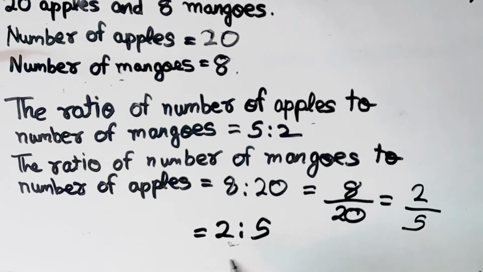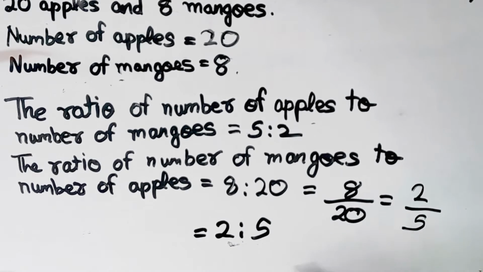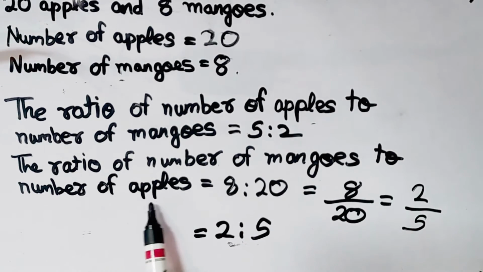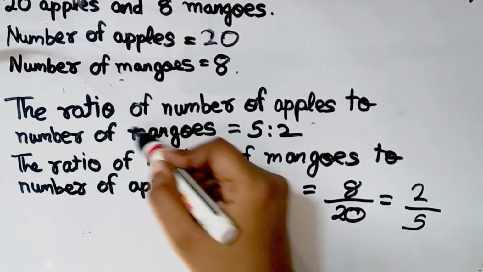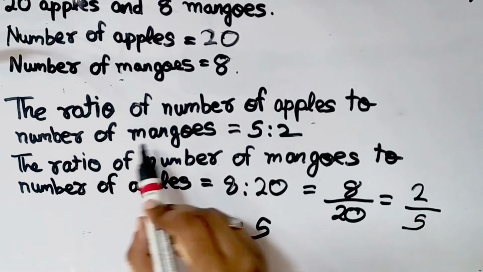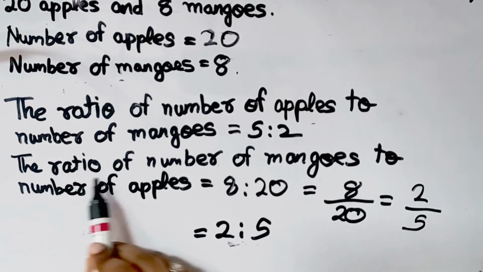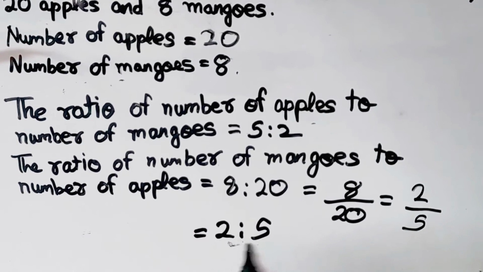First we will write the number which is in the numerator to the number which is in the denominator. So 2 is to 5. The ratio of the number of mangoes to the number of apples is how much? 2 is to 5. Here the ratio of the number of apples to the number of mangoes was 5 is to 2, and here the ratio of the number of mangoes to the number of apples is 2 is to 5.